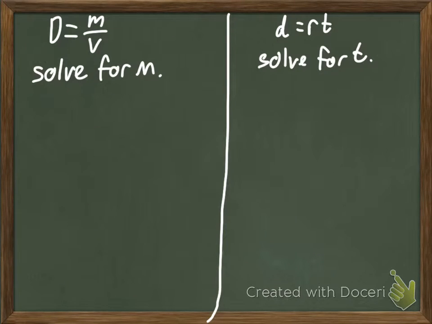Here are two formulas. The first one on the left says density equals mass over volume, and I'm asking you to solve for mass, which is m. And the second one is distance equals rate times time, and I'm asking you to solve for time. Both of these formulas are very useful, and you will most likely use them as you go along in high school. So I want you now to go ahead, pause the video, and solve both of these for the indicated variable.